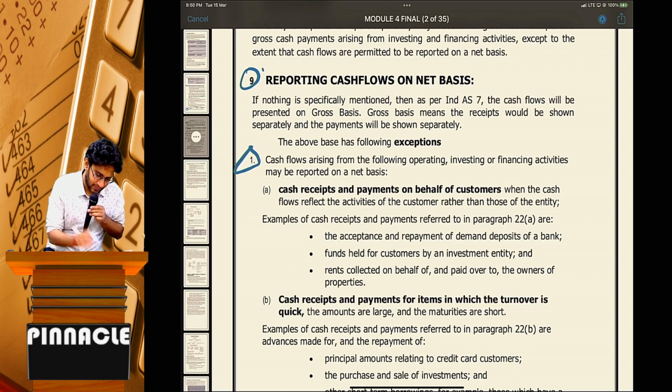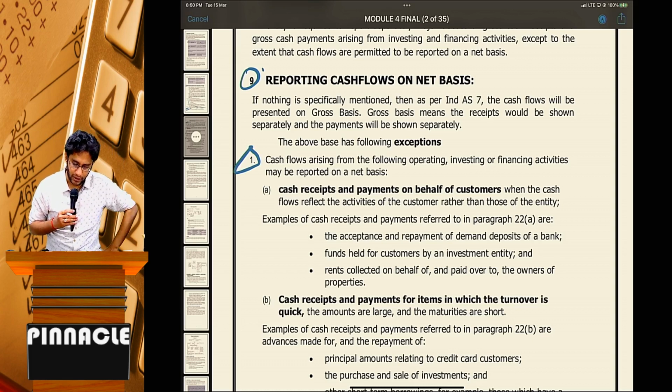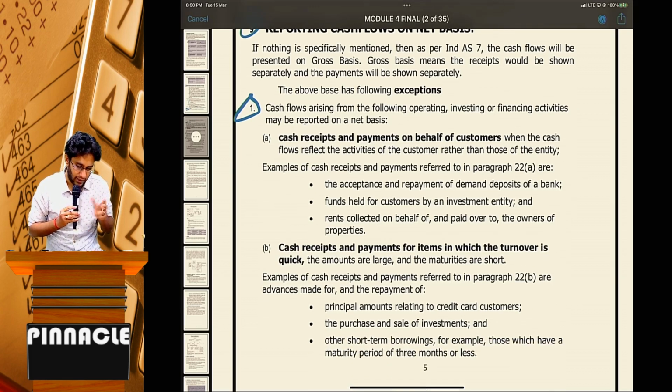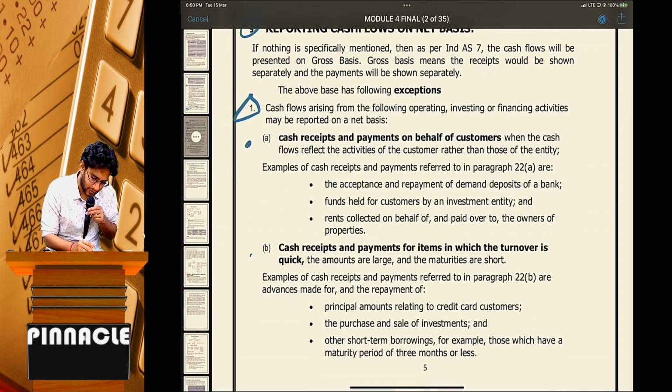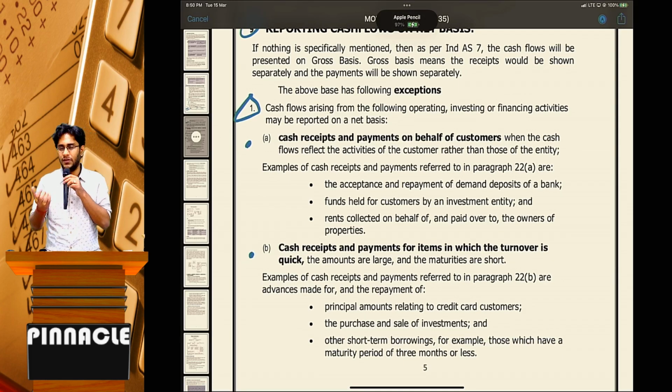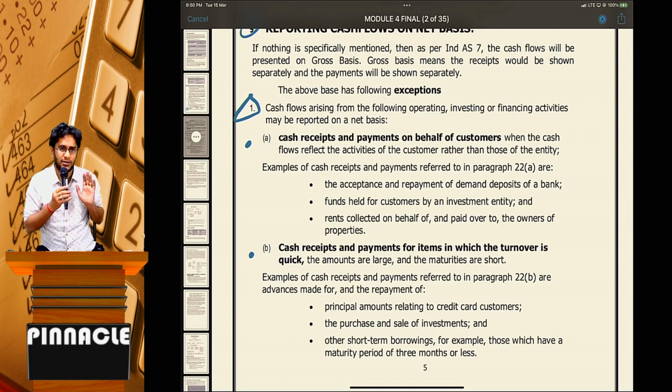First exception is, cash flows from operating, investing and financing activities may be reported on a net basis in two cases: A and B. A, in a simple way, sir, you received cash and you paid cash also. But this cash you received not on your own behalf, you paid also not on your own behalf.